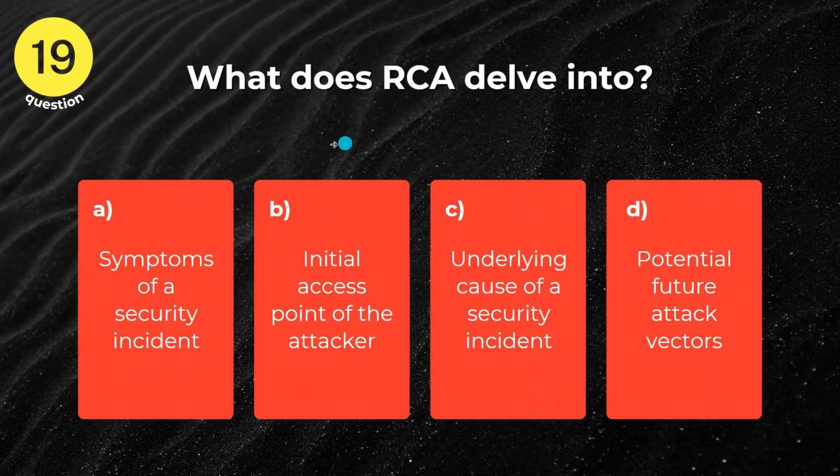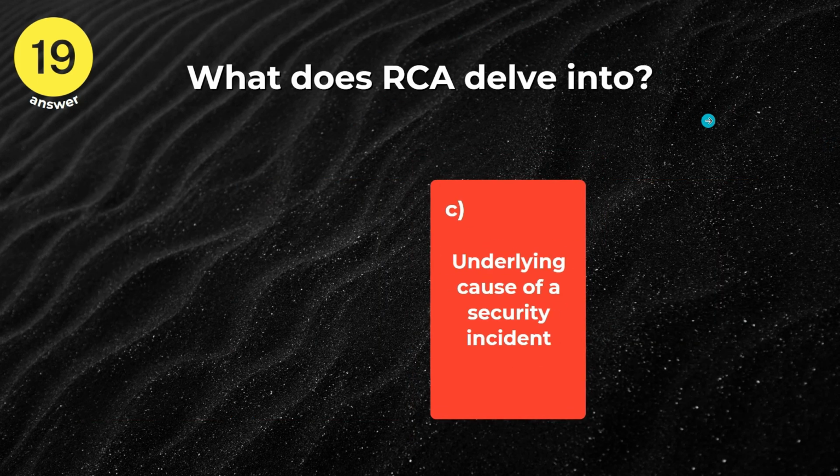Number 19. What does RCA delve into? A, symptoms of a security incident. B, initial access point of the attacker. C, underlying cause of a security incident. And D, potential future attack vectors. I'm gonna give you a few seconds there. So it'll be C, underlying cause of a security incident.